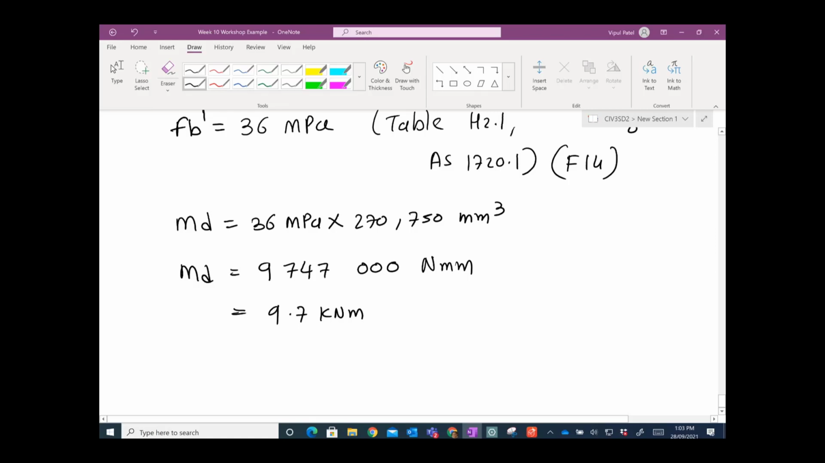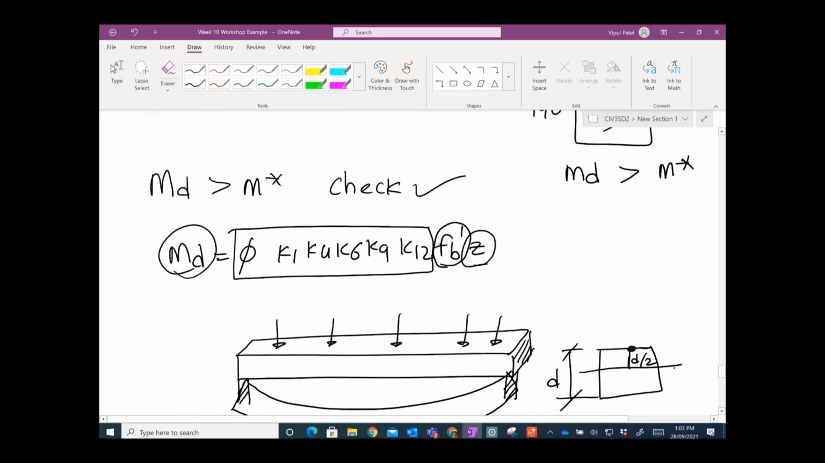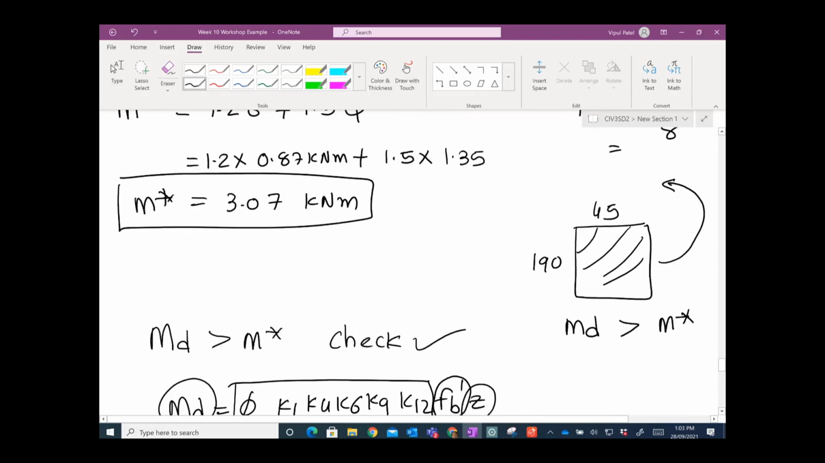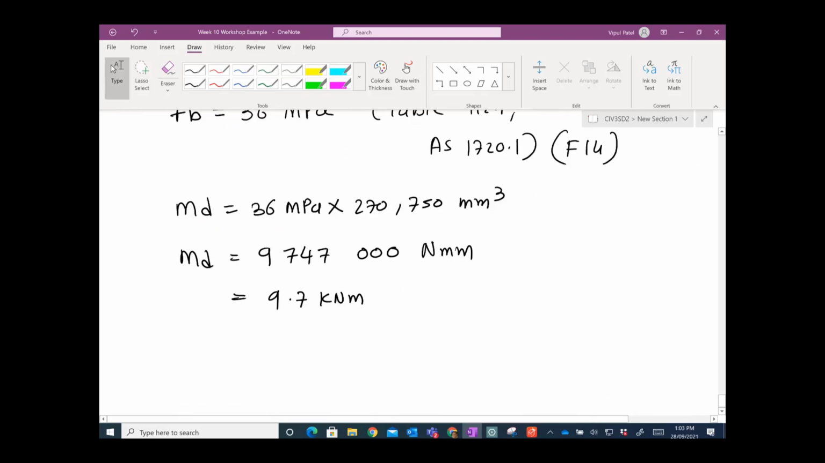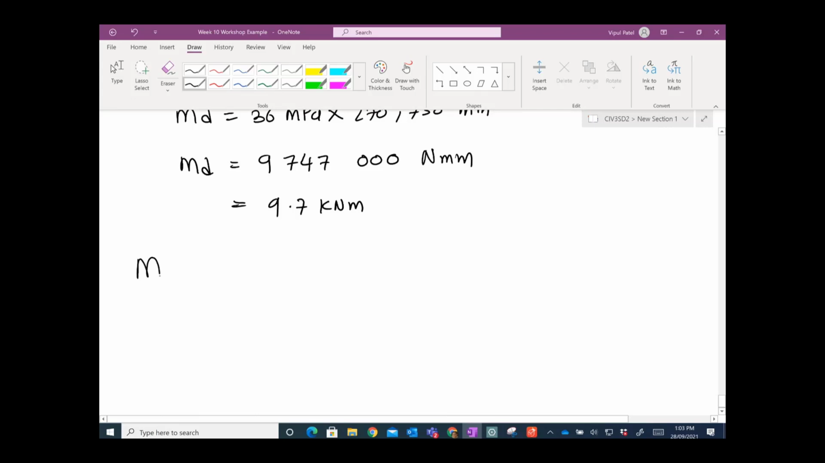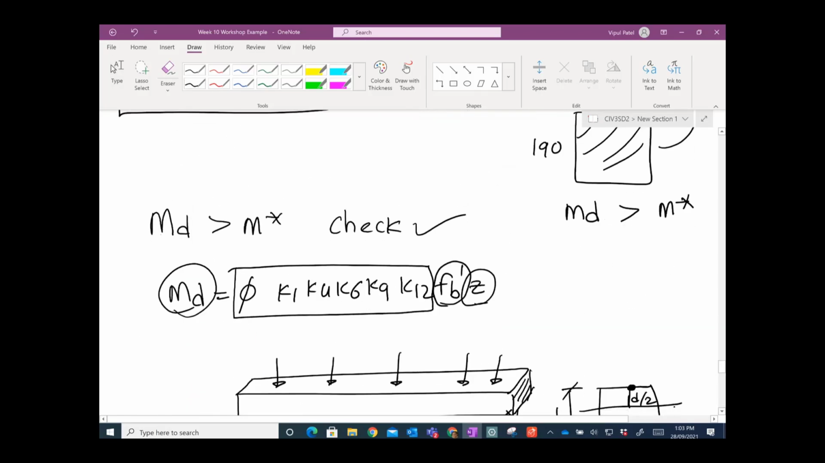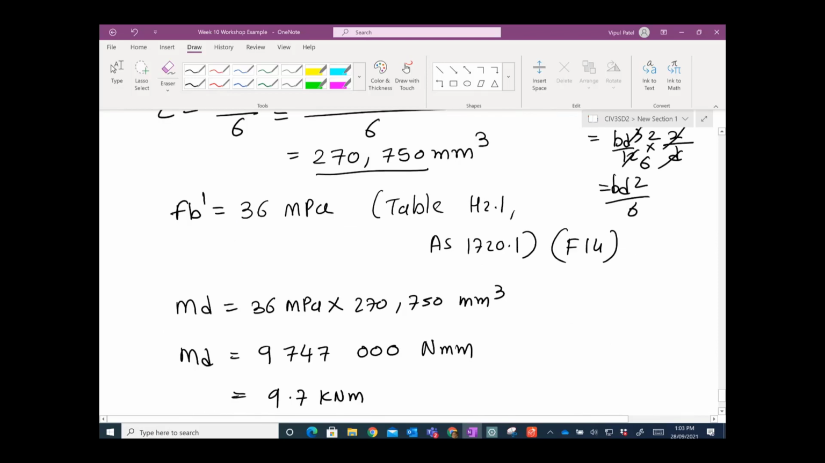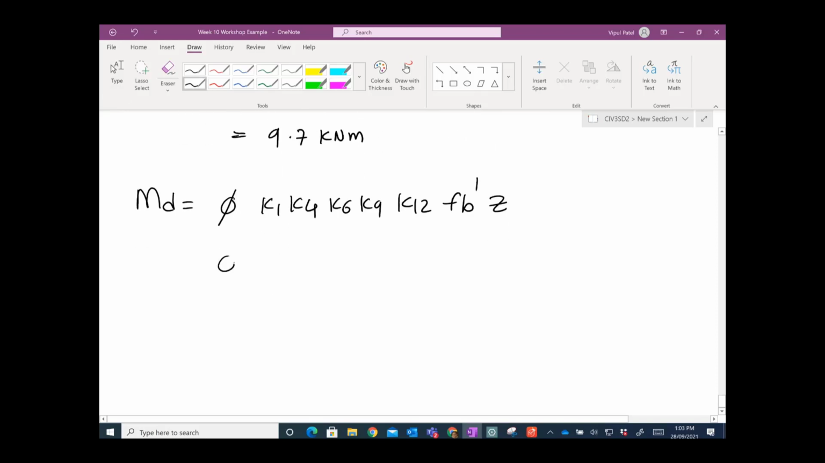Now we're going to dive into those factors. By looking at this one, I can say 9.7 is quite high. So without any penalties, we have this 9.7, but it's not correct. So let's dive into that: phi, K1, K4, K6, K9, K12, FB dash Z. Let's crack every one one by one.